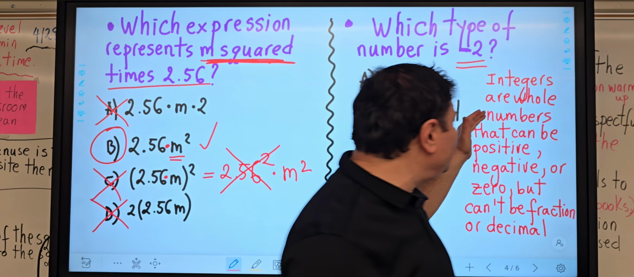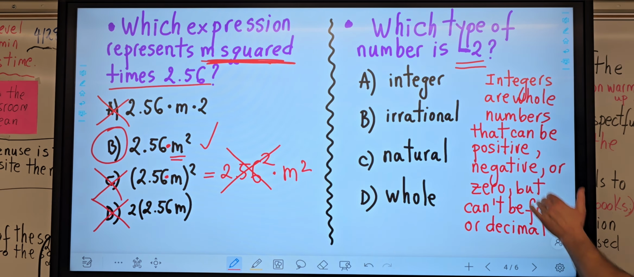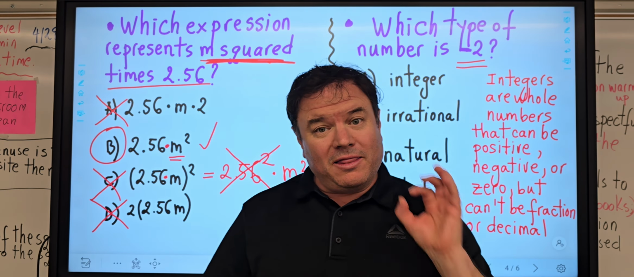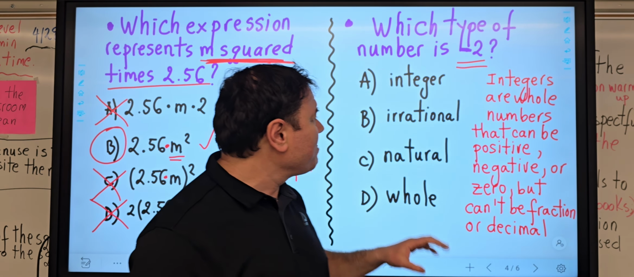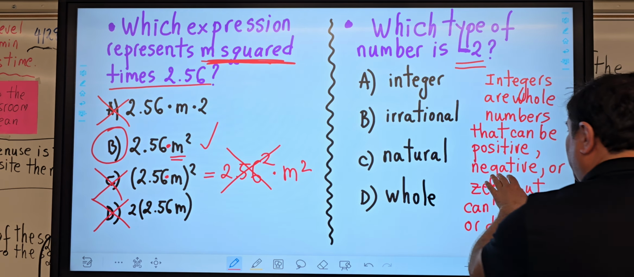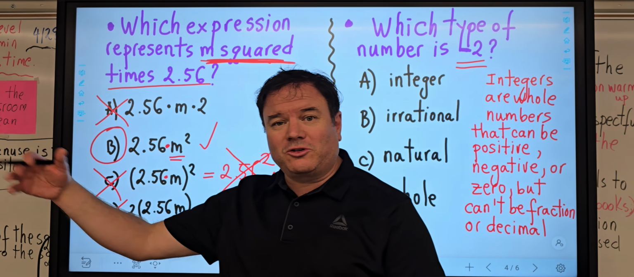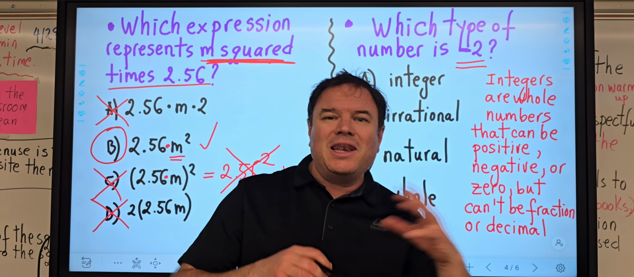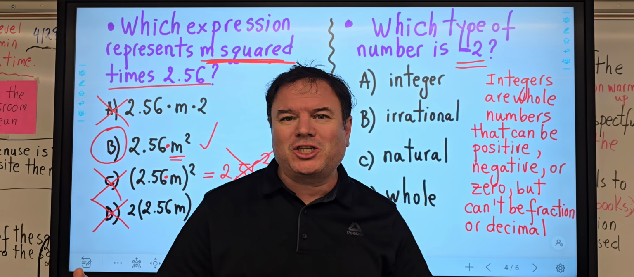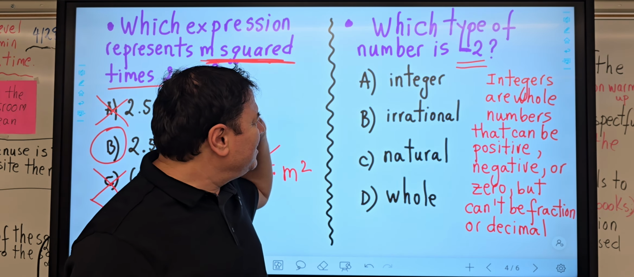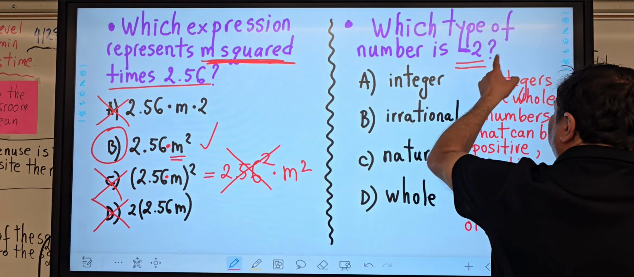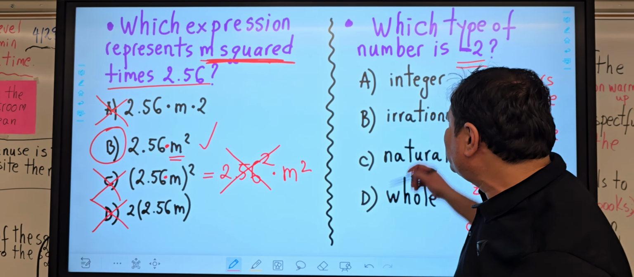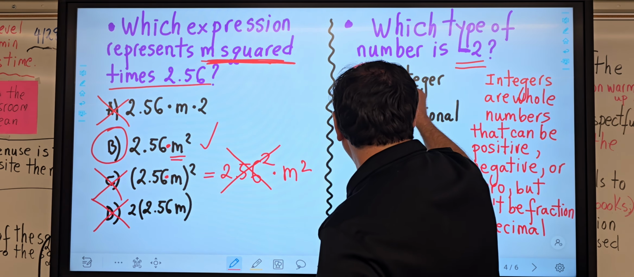Integers are whole numbers. Make sure they are whole numbers, not 1/5, not 5/7. They have to be whole numbers that can be positive, like 1, 2, 3, and so forth, but they can also be negative or 0. So the integers are negative and positive whole numbers, including 0. Since -2 is a negative whole number, we can say with confidence that it is an integer.